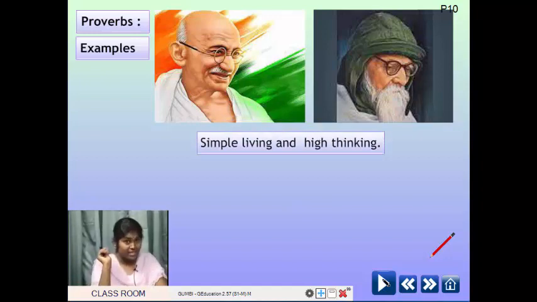Now the proverb is simple living and high thinking. Simple living and high thinking. So you know about Gandhiji. You've seen pictures of Gandhiji, he looks very simple. He's wearing very simple clothes. He doesn't look very stylish. But what about his thinking? What did he do for us? He did something great for our country. So that is the meaning here. Simple living and high thinking. So even if we don't look stylish or very attractive, it's okay. We must do good work in our life.